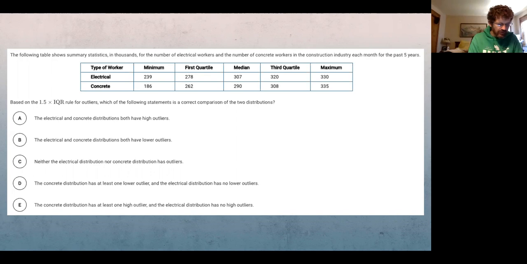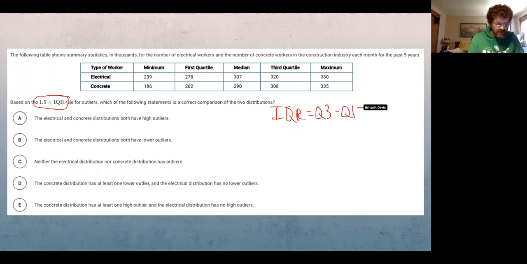All of these are related to outliers. So really, we just need to figure out where the outliers are. And I'm only going to look at one of these. So I'm going to look at the concrete workers. And remember, to find the outliers, we use this 1.5 times the interquartile range. Well, your IQR is just your third quartile minus the first quartile.